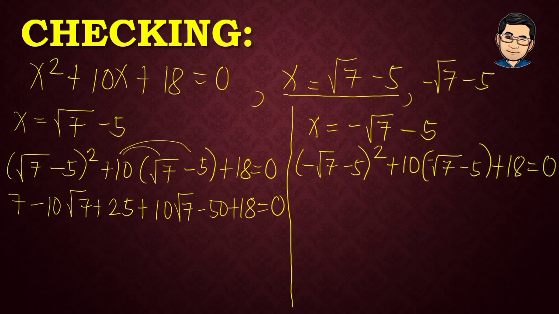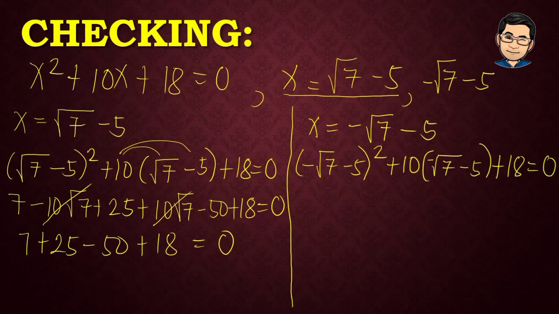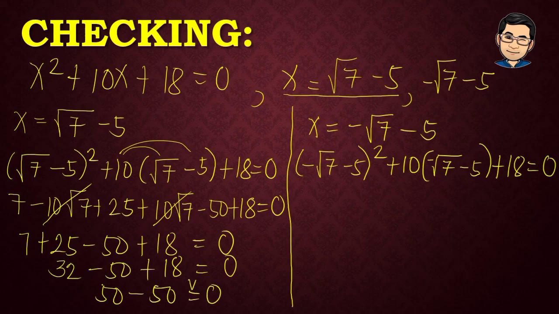And then, combine like terms, those with radicals will cancel because they are the same term, only different in sign. And then, 7 plus 25 minus 50 plus 18 equals 0. So, 7 plus 25 is 32. Minus 50 plus 18 equals 0. So, 32 and 18, we combine, 50 minus 50, so equals 0. So, our first root is correct.